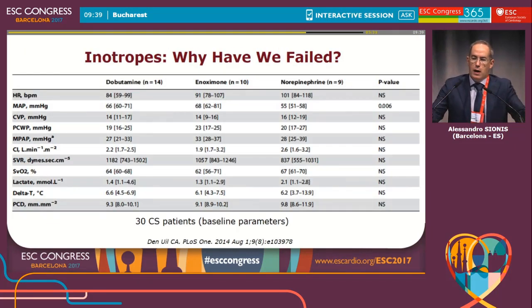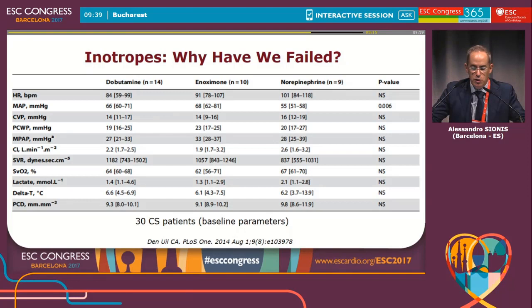So we have all these drugs. We are using them, but why have we failed? And I'm showing you an interesting paper here. It's just 30 patients with cardiogenic shock, but it's a difficult study to do, and you will understand it.